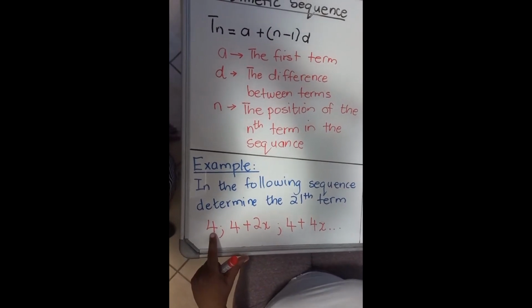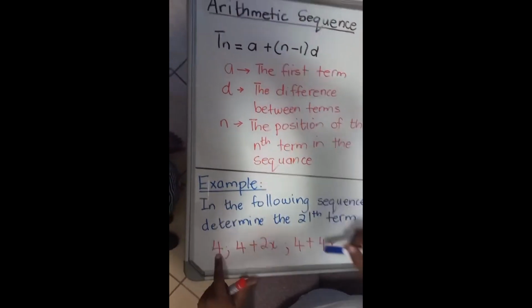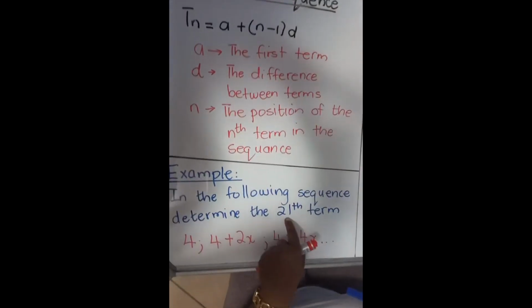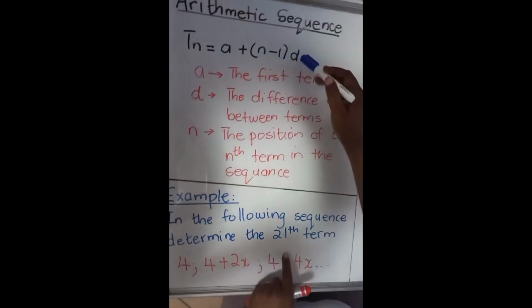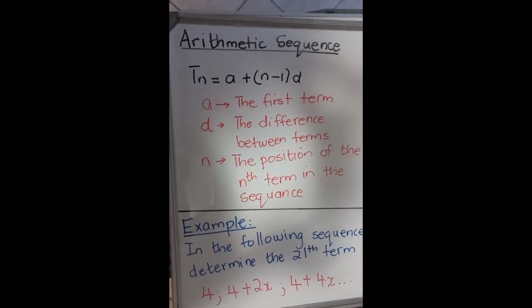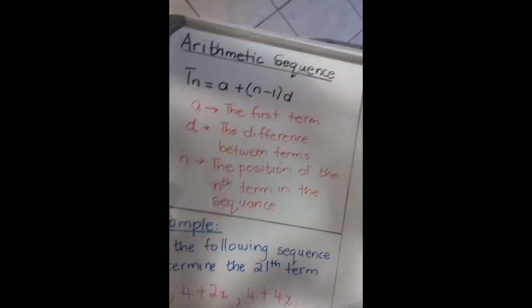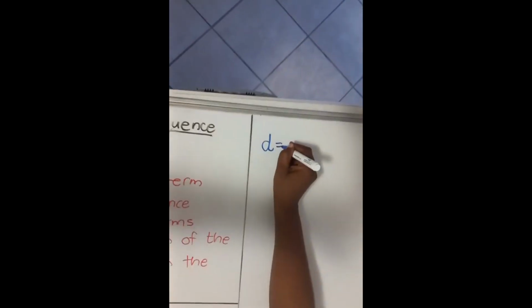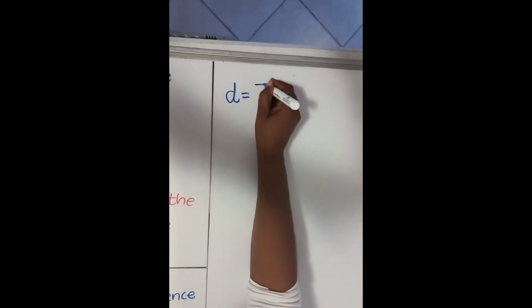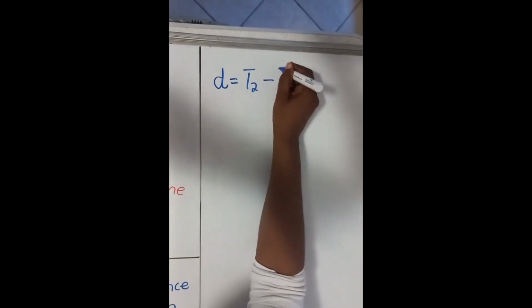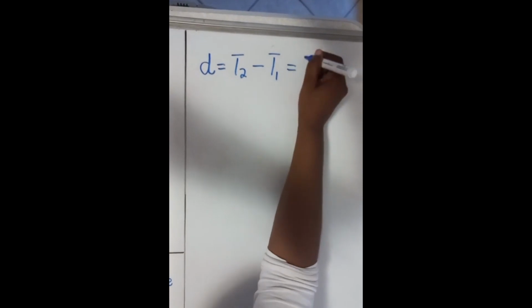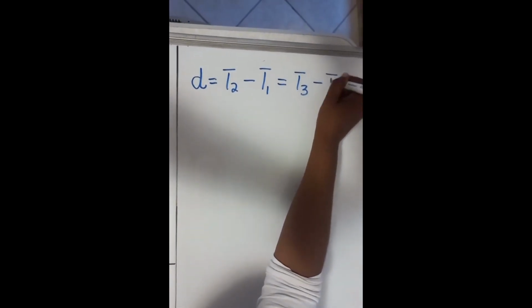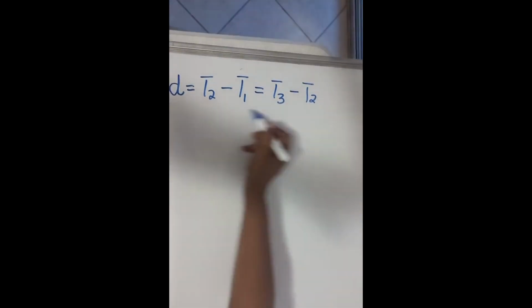Our n, how many terms do we have? They've given us the 21. So our n is 21. Our d, we have to calculate d. The formula for calculating d in grade 12, they will not give you marks for writing d is equal to term 2 minus term 1, or term 3 minus term 2. This is what you must know off by heart. They will not give you marks.